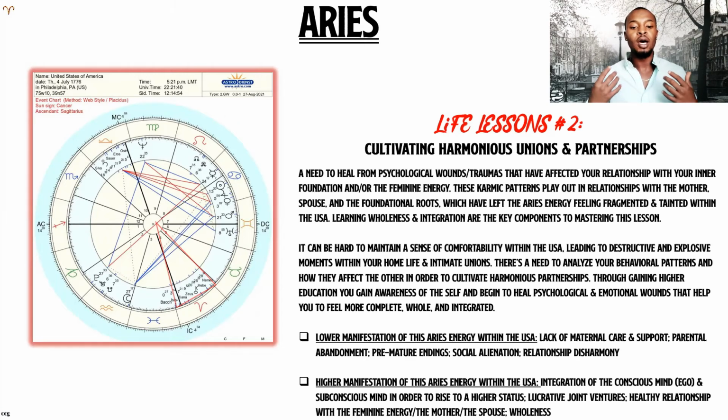So there's a lot going on here with this next square, which is basically the Cancer energy over here dealing with your relationships and intimacy. So there is something that may have occurred, or I wouldn't say, there's an issue that occurred with the mother or with the foundational roots that really affected the way you view the feminine energy or the way you even carry yourself.